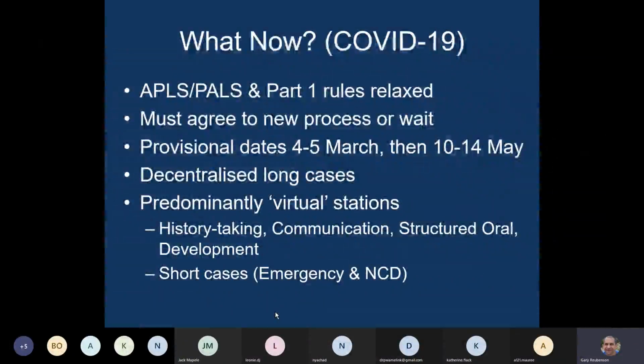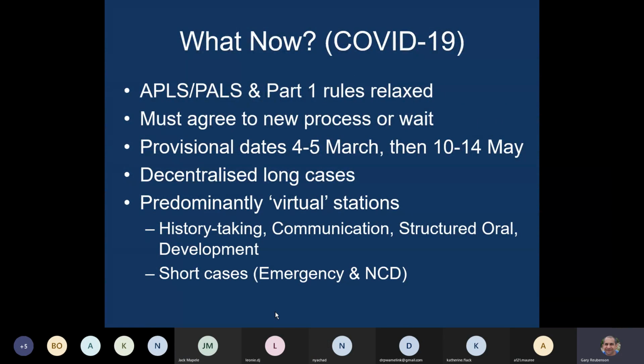Provisional dates for the written, that's pretty much set on the 4th and 5th of March. When the clinicals will be is not yet determined. At the moment, it's down for the middle of May, but that may well change. As I said, the long cases are decentralized, and the rest are going to be done virtually.